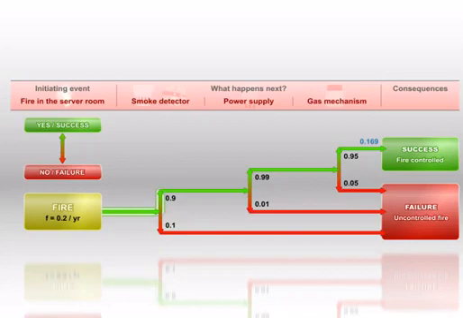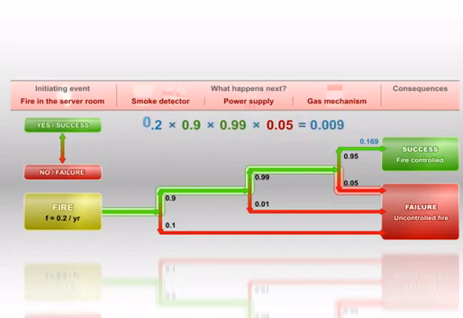Multiplying all of the data along this path will give us the probability of a fire starting, the smoke detector detecting it, the power supply working but the mechanism to release the gas failing to work, and the fire not being extinguished.